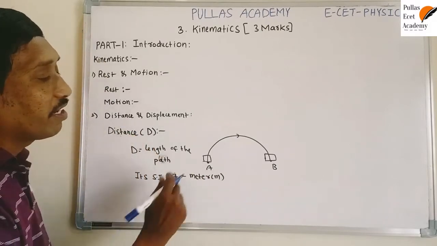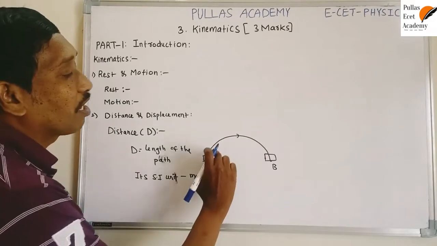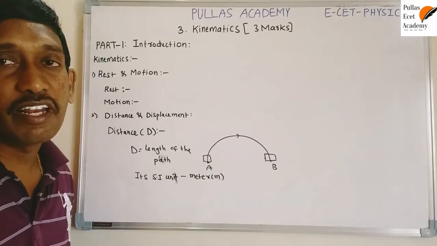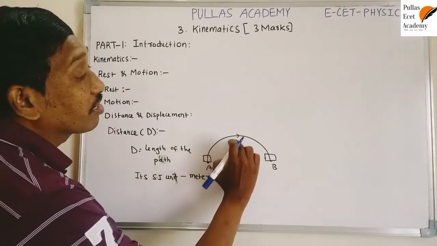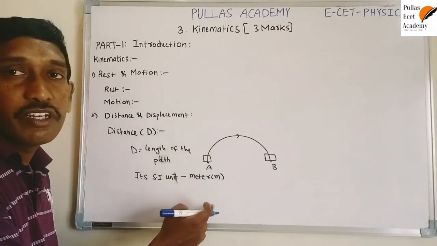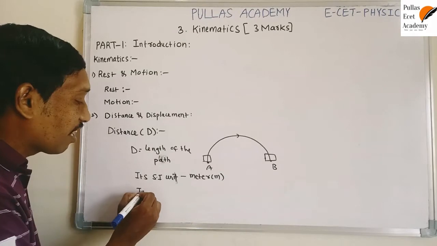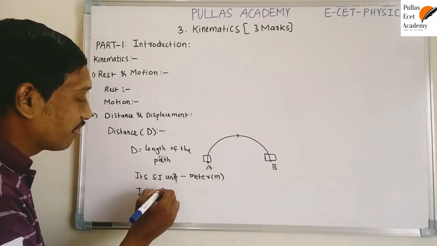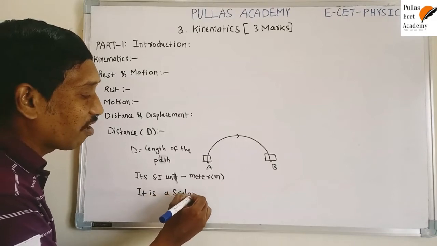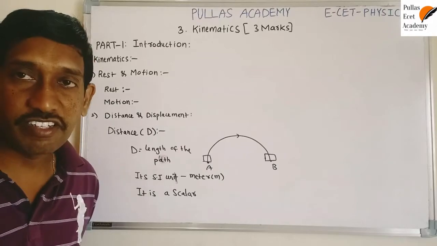One important point: it does not maintain any fixed direction when it moves along this curved line. Its direction changes with respect to time. That's why it has only magnitude. There is no specified direction. That's why distance is a scalar. This is a very important point. Distance is a scalar. It is not a vector. This is about the distance.